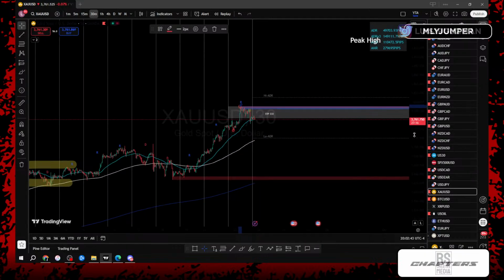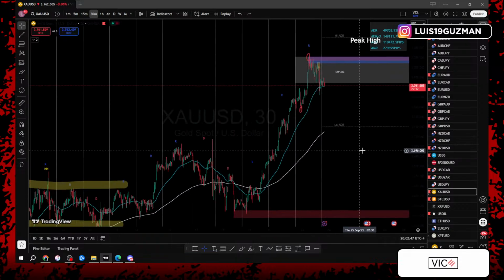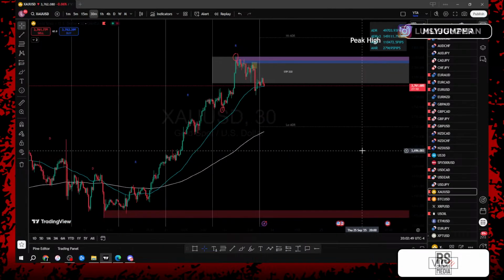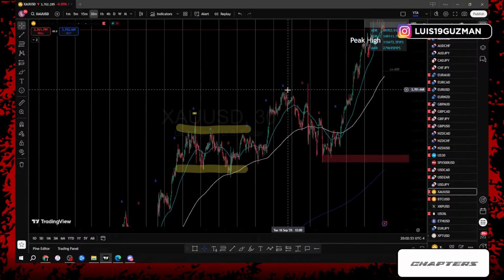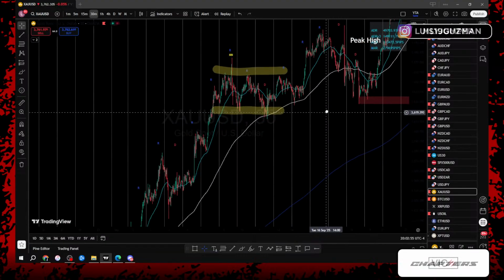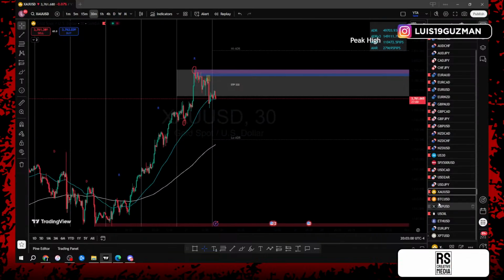So similar situation to yesterday and the day before. Can't start getting into these trades going short too early, guys. Same thing that we saw last week too. If you get into the trade too early, you're gonna go straight to stop loss.